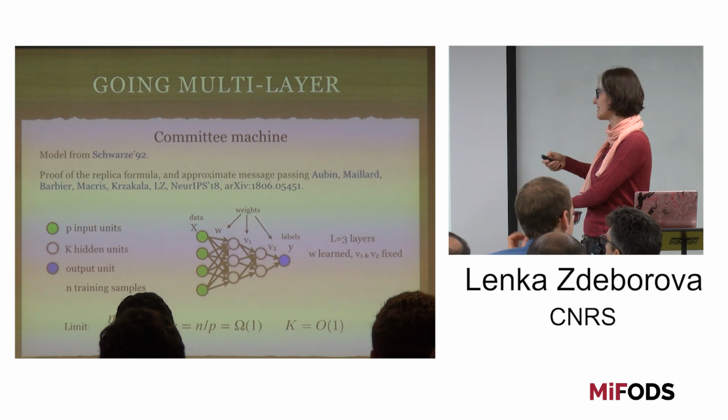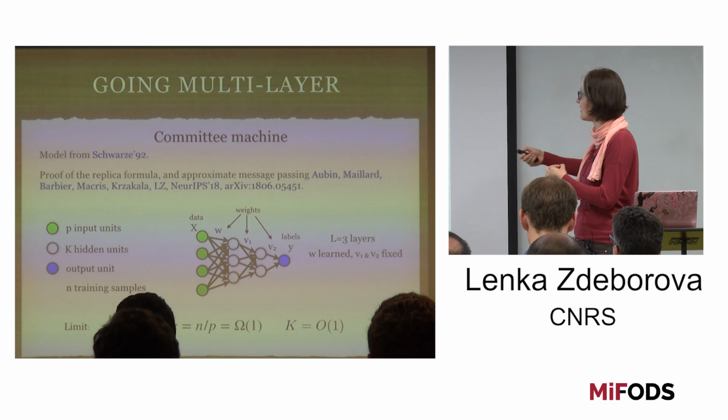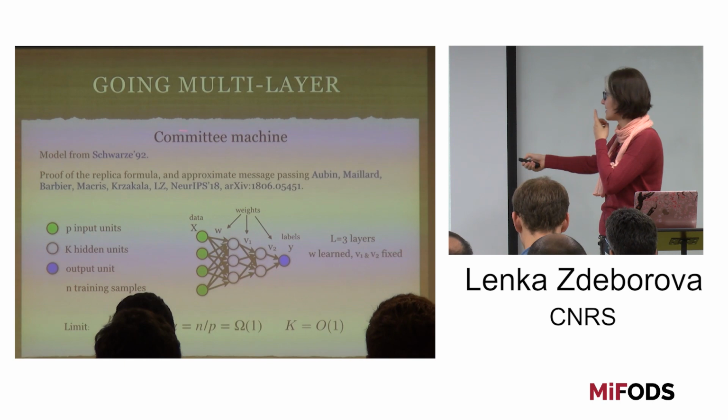It's not quite complete, the proof. We wrote the approximate message passing algorithm that provably has the performance predicted by the formula, and generalized it to different activations, different priors on the weights. So what is this committee machine?